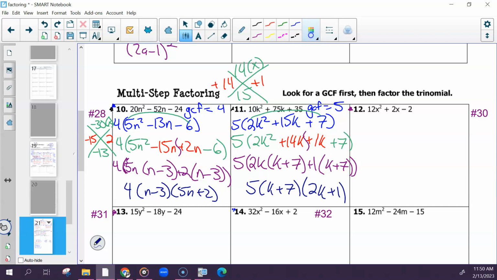Are there any others we want to see in this section, 12 through 15? 12. Okay. So we'll do 12 and then I'll let you guys practice. Does this have a GCF and what is it? 2. So if we divide everything by 2, what's left?